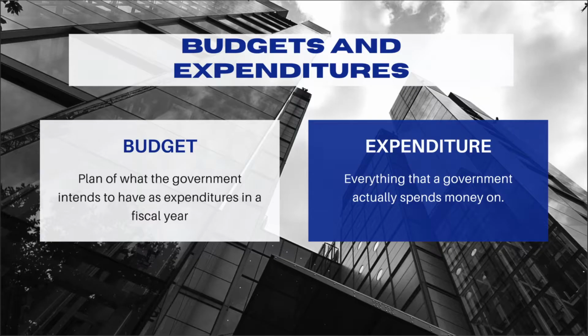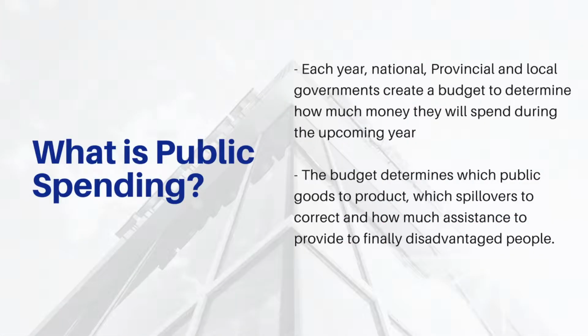The next item on the list is public expenditure. We know our government makes budgets. A budget is a plan of what the government intends to spend for the next fiscal year. Expenditures are everything that a government spends money on, such as social programs, education, and infrastructure. Each year, national, provincial, and local governments create a budget to determine how much money they will spend during the upcoming year. The budget determines which public goods to produce, which spillovers to correct, and how much assistance to provide to disadvantaged people.